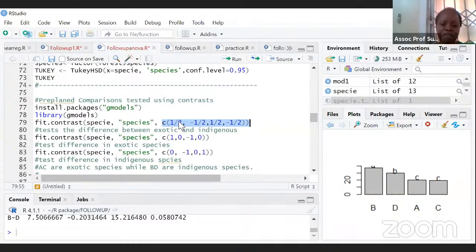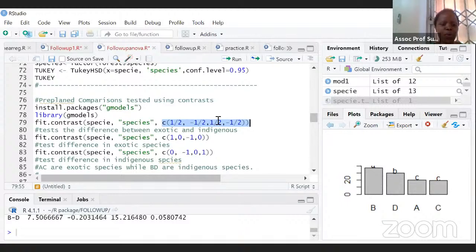Why? I am getting the average of the indigenous minus the average of the exotic. That's why A and C have positive. So I'm getting the average mean of A plus the average mean of C divided by 2. That's why you see the halves. And then the average mean of B and D. That's why you're seeing the halves and negative. The negative is representing the way I'm saying that exotic differ from indigenous. So the average growth rate, if I put A and C together, subtract from B and D, are they different? That's why you see those coefficients.